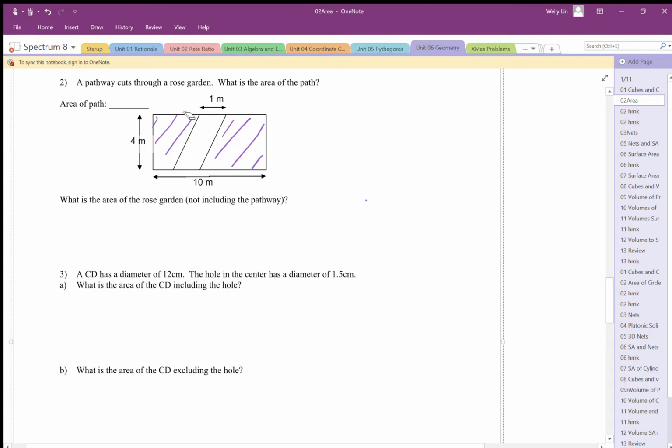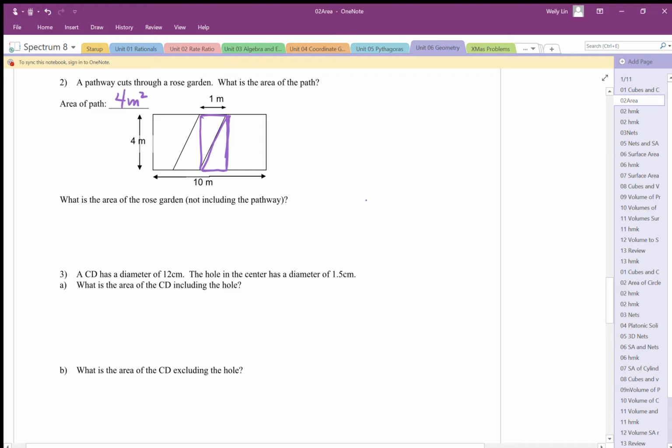Well, if I can figure out the width and the perpendicular height, I can get the area. I can get the number of squares, and we are given both those dimensions: 1 meter here, 4 meters here. So if I rearrange this shape, let me just get rid of this part so it's a little bit easier to see. If I take that piece there and slide it over, there it is. There's my rectangle, and that rectangle has a 1 meter width and a 4 meter height. So the area of that pathway is 4 meters squared.